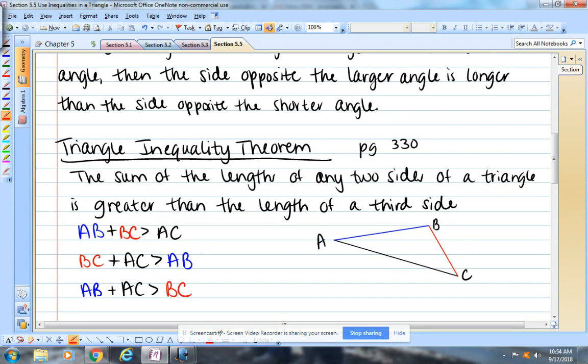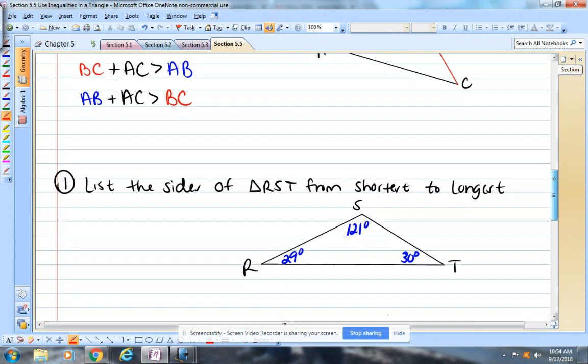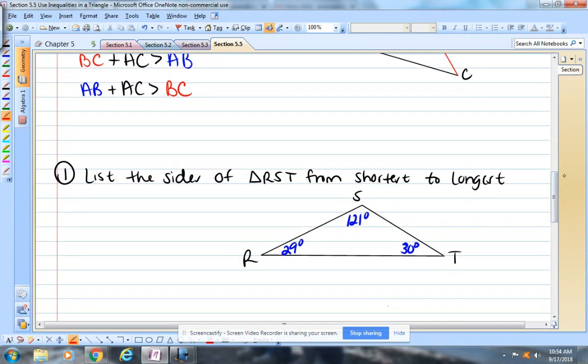All right, let's see some problems. Here's a triangle. It says to list the sides of triangle RST from the shortest to the longest side. These are the kinds of questions that you will see on your quiz tomorrow and your worksheet set for tonight. List the sides of triangle RST from the shortest to the longest side.